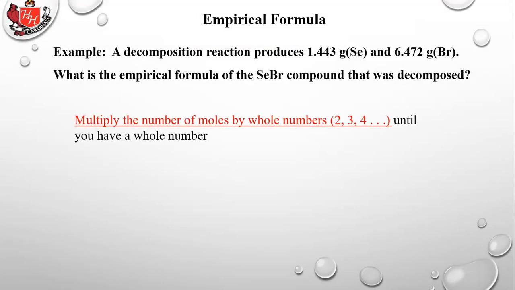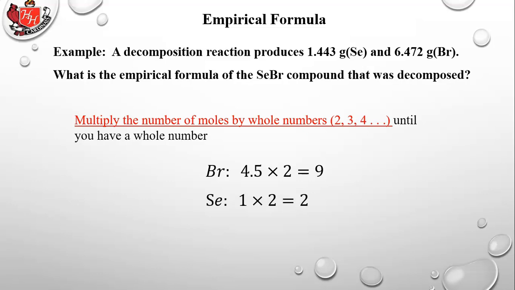So multiply the number of moles by whole numbers 2, 3, 4 until you have a whole number. You don't have to do it forever, just do it until you get a whole number. So here's bromine. 4.5 times 2 equals 9. Hey, right away on the first try, we got a whole number. So 9 is the number for bromine. But don't forget you have to multiply selenium also by 2. So you had selenium 1, you have to multiply that by 2. Remember, it's a relationship of number of selenium atoms to bromine atoms.